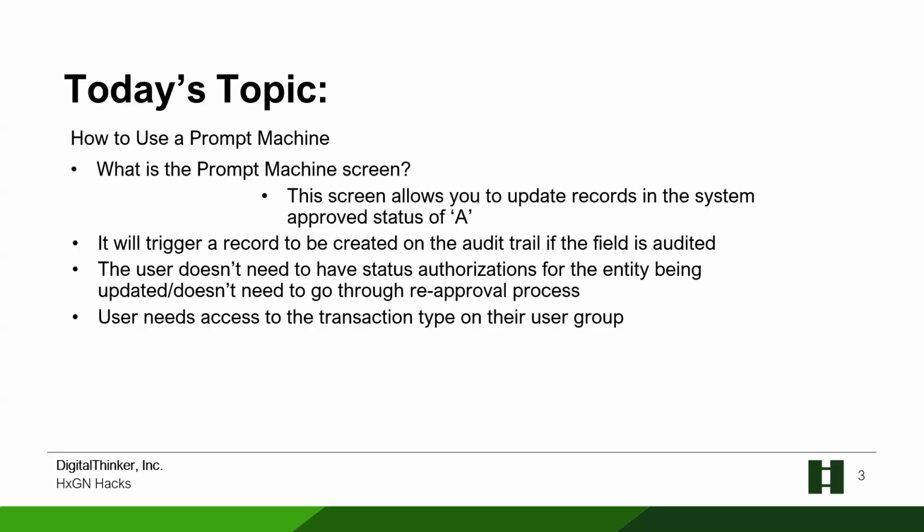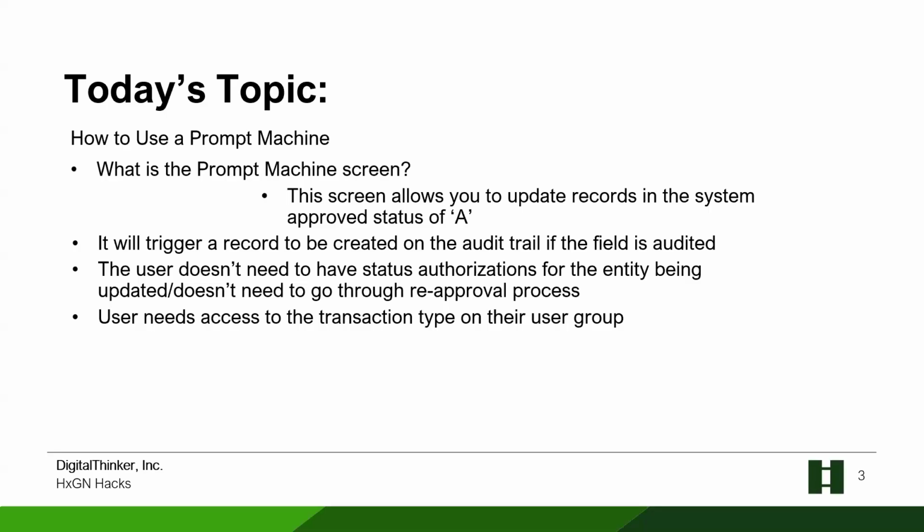Great. Thanks, Rebecca. So thanks for joining today. Today, I'm going to be going through how to use a prompt machine. So kind of just starting off, what is a prompt machine? Basically, it allows you to update records that are in a system status of approved. So let's say you have a PO that's approved, a work order that's closed, basically one of those approved or closed records. It allows you to update it without going through the approvals and status authorizations.